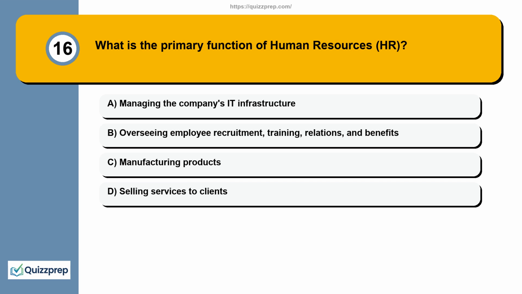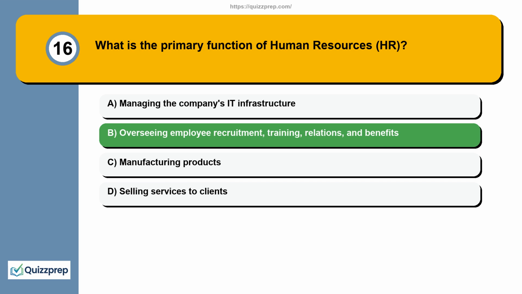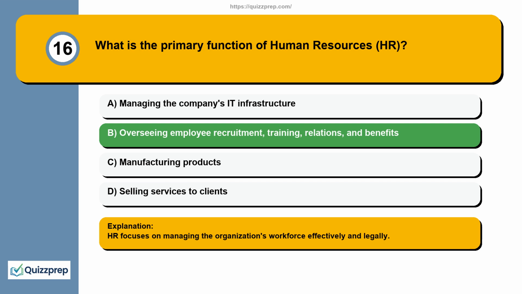Question 16. What is the primary function of human resources, HR? Here are your options. Option A. Managing the company's IT infrastructure. Option B. Overseeing employee recruitment, training, relations, and benefits. Option C. Manufacturing products. Option D. Selling services to clients. The correct answer is option B. Overseeing employee recruitment, training, relations, and benefits. Explanation. HR focuses on managing the organization's workforce effectively and legally.